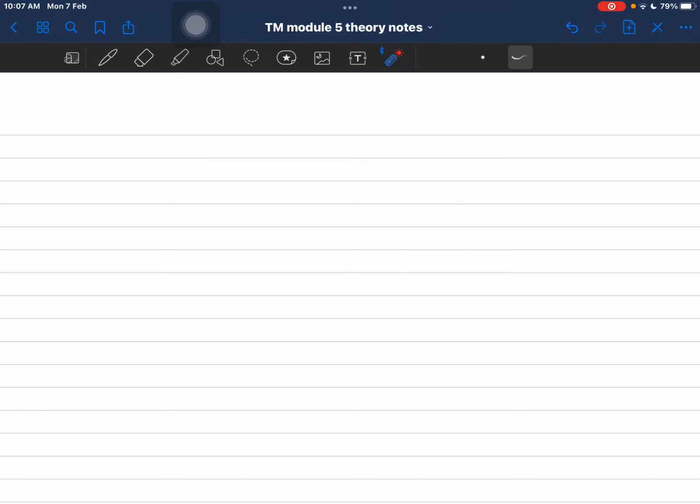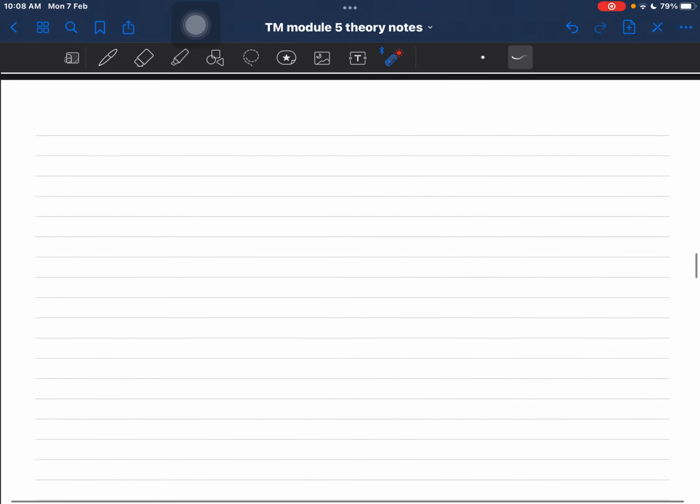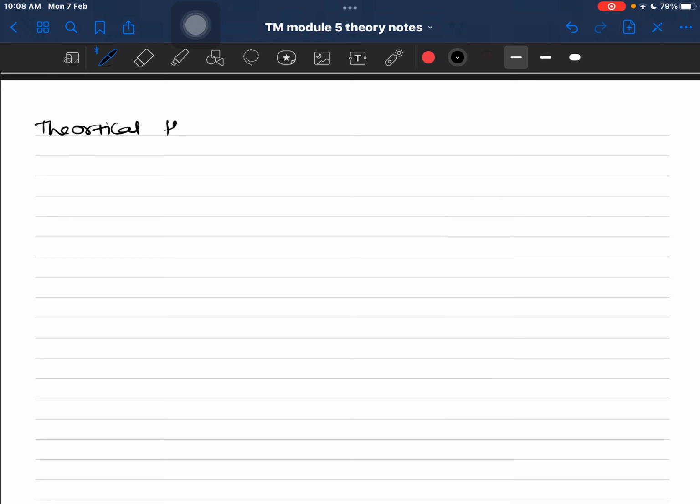Now, you know that this is the derivation of theoretical head capacity relationship. So theoretical head capacity relationship we will try to derive now.